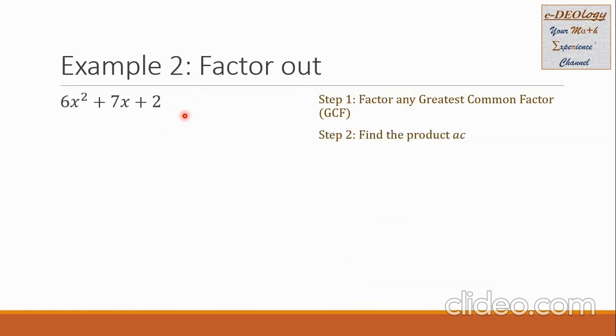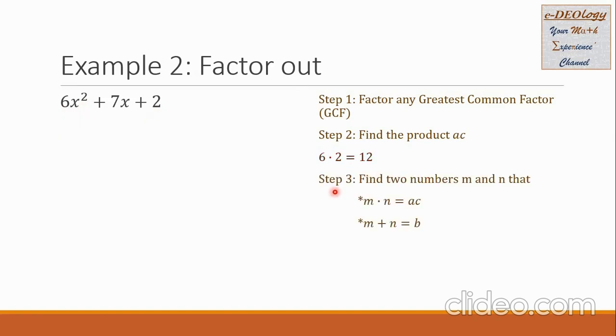Let us have example 2. Factor out 6x squared plus 7x plus 2. Step 1 says, let us factor any GCF. But there is no GCF here. So we will proceed with step 2. We're going to find the product AC. The coefficient of x squared is the a, and that is 6. The constant 2, that is the c. We will multiply here. 6 times 2 equals 12.